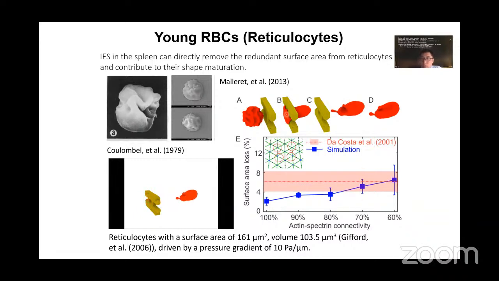And also we can correlate some of our simulation results with some clinical findings. In a 2001 Blood paper, the authors found that for patients who have had their spleen removed, their cell size is larger than people who have their spleen intact. So this means that the spleen has the function of removing this excess cell size and redundant surface area, which is confirmed by our simulations.